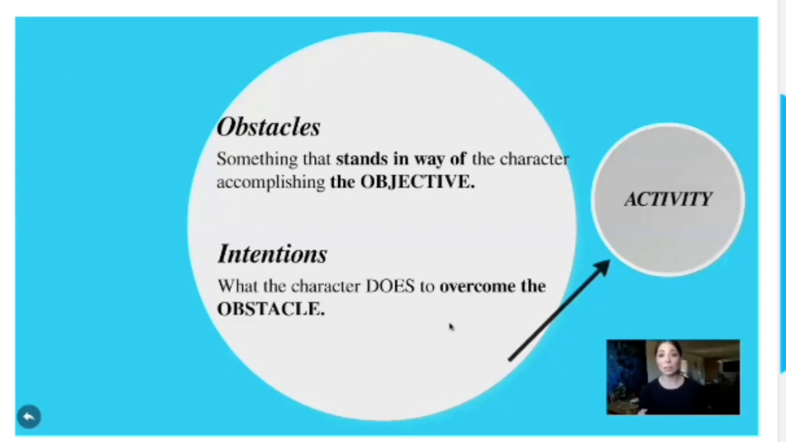If your character doesn't overcome an obstacle in the scene, don't make them overcome the obstacle. Don't worry about that. They didn't overcome it. That's important. That's something to use as your given circumstance. Did they or did they not overcome the obstacle?